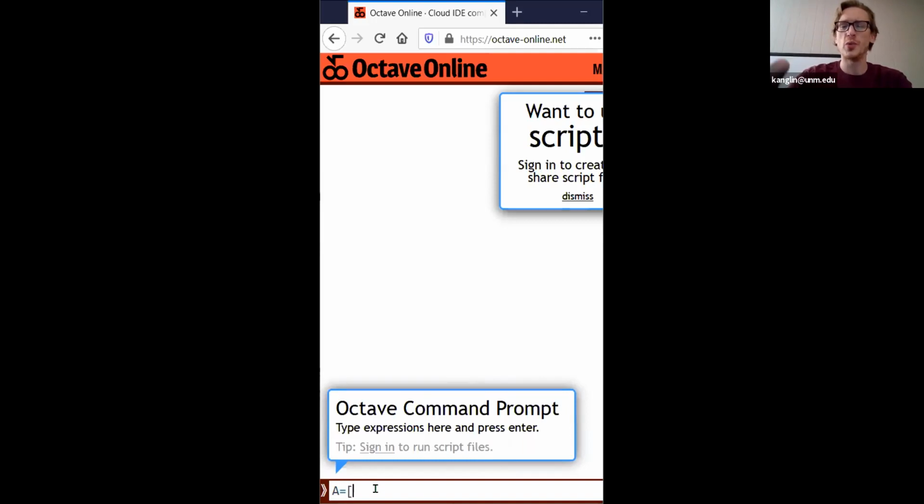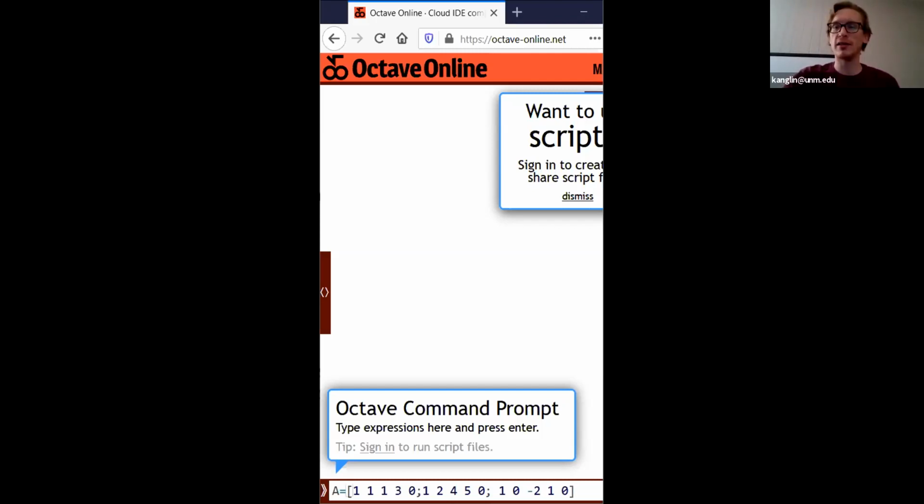A equals, open square brackets. First row is 1 space, 1 space, 1 space, 3 space, 0. Semicolon. Then, sorry, you can see my fingers here. My webcam is incredibly low, so you're going to see a lot of my fingers. I'm in a bad place on my computer. All right, 1, 2, 4, 5, 0. Next row, 1, 0, -2, 1, 0.